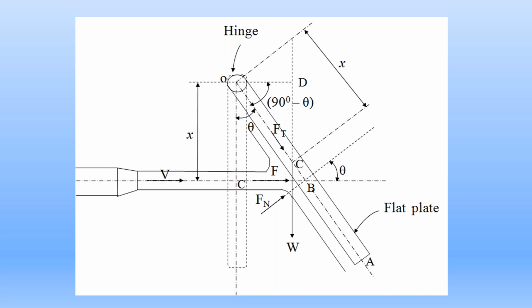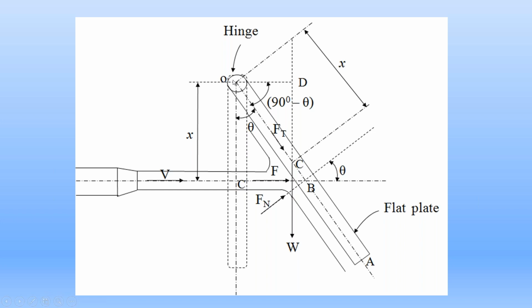To find out the equation for that angle theta, first find out the moments of three forces W, Fn and Ft acting on the metal plate after the deflection. First take the force Ft. The force Ft is acting on the axis of the metal plate. The force Ft line of action passes through point O.